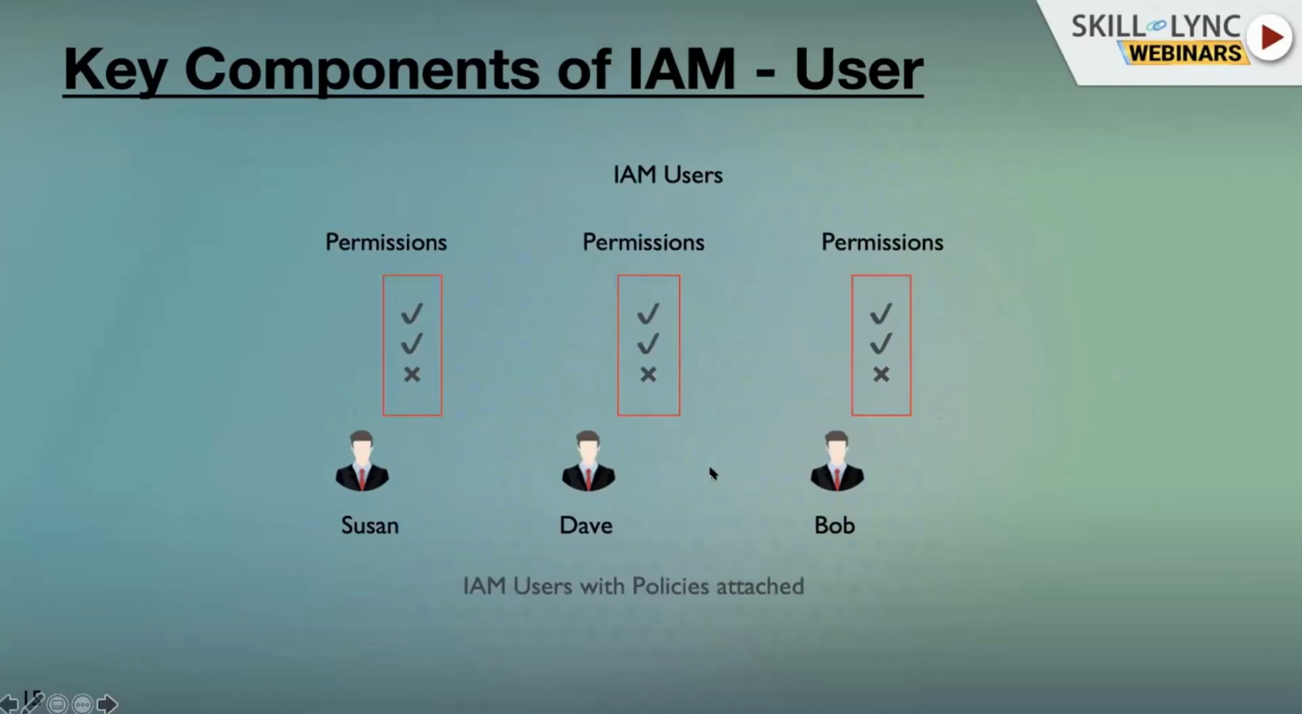So IAM user, as we have already spoken, is targeted to particular users. You write a policy and attach it to the user. Here in this case, there are three users, Susan, Dave, and Bob. Each of them is referred to as an IAM user, and you can attach policies to each individual user.